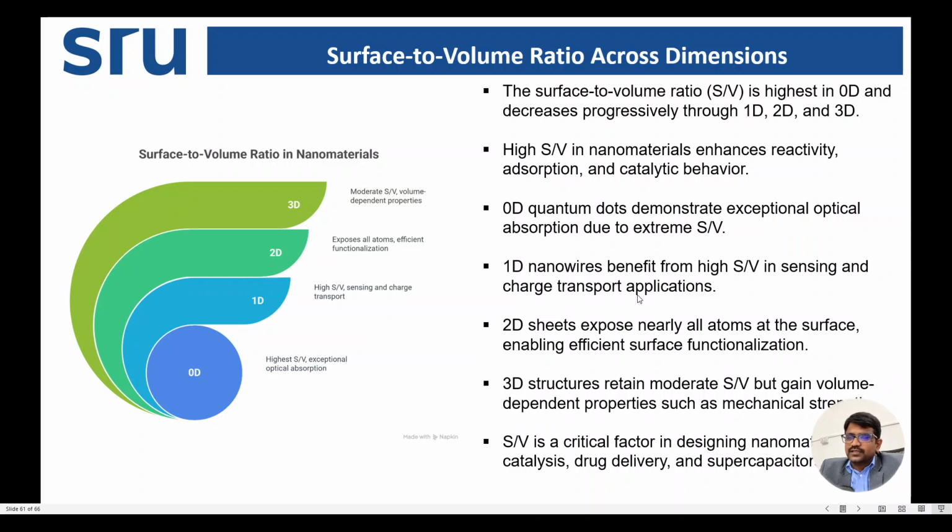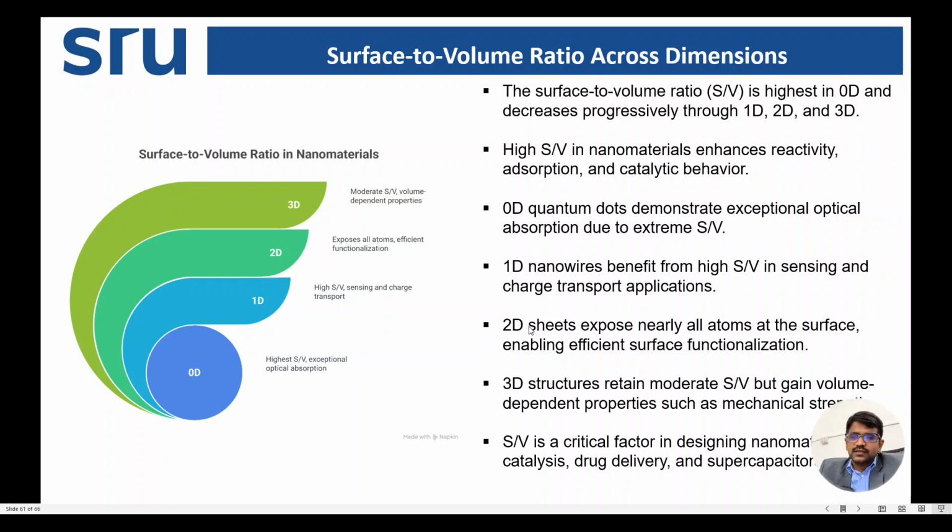Charge transport application. Why? Because one-dimensional nanomaterials provide a unidirectional property, so electron transport is much easier. That's why, for charge transport applications, we will use 1D nanowires. It doesn't mean that 3D and 2D materials don't provide charge transport applications. No, that's not right. 2D sheets expose nearly all atoms at the surface, enabling efficient surface functionalization.